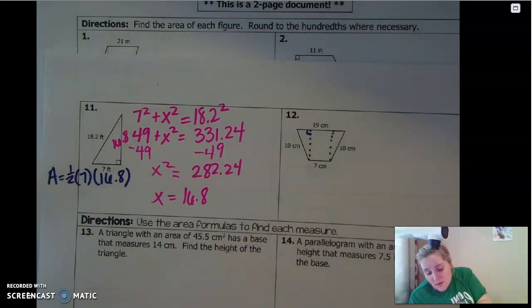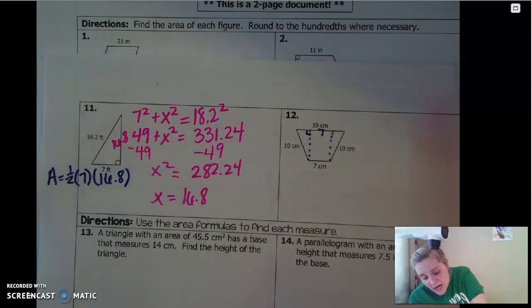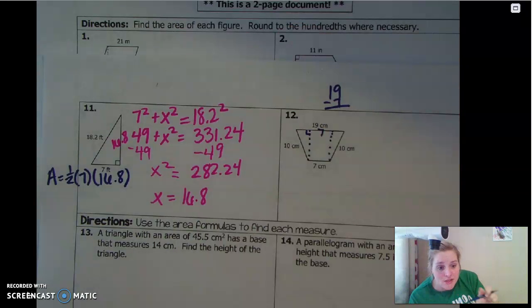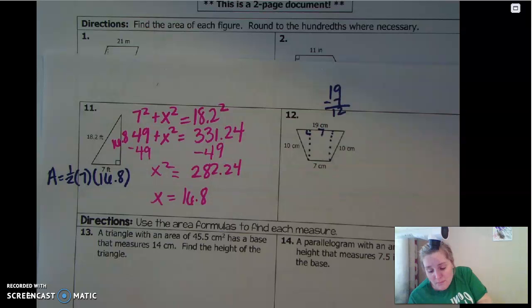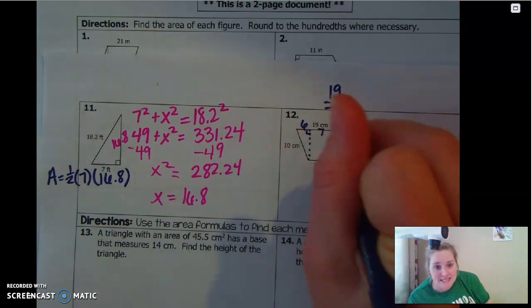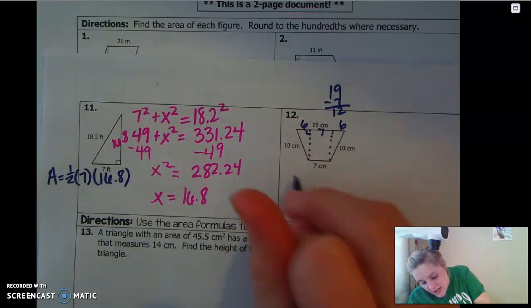Okay? So if we know that the middle section is 7, we can do 19 minus 7. That's going to give us the remainder that's split between those other two sides. 19 minus 7 is 12. So that's 12. So if the whole missing section is 12, that means that this is 6 and this is 6.